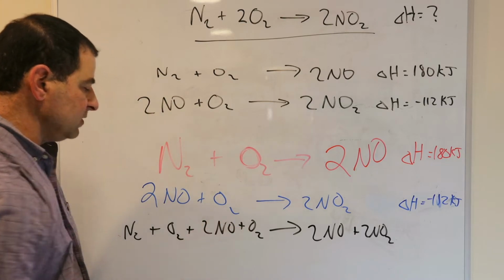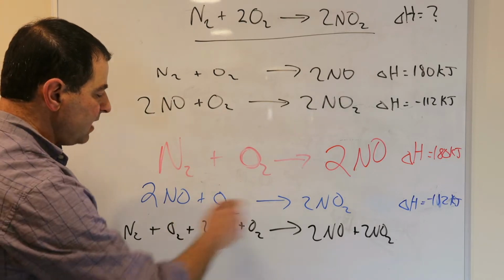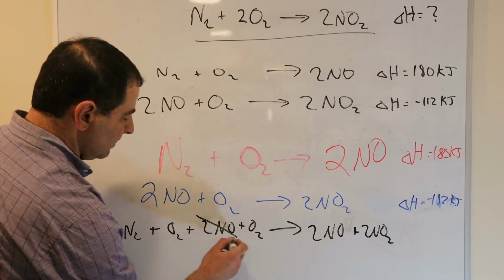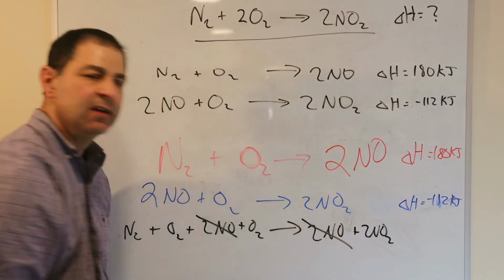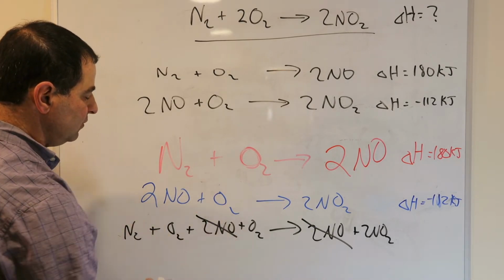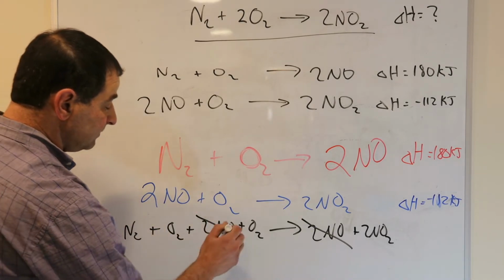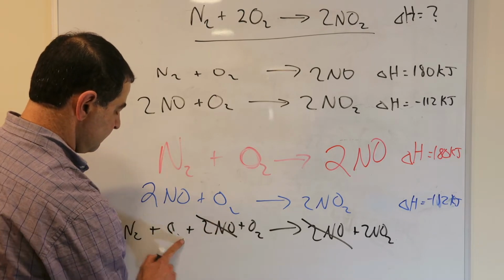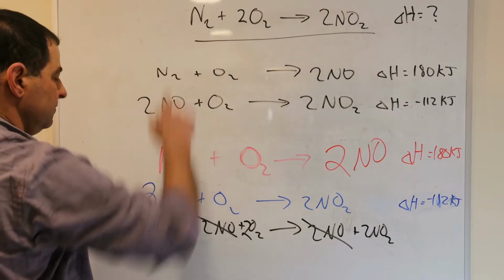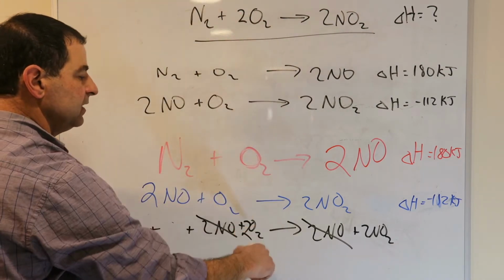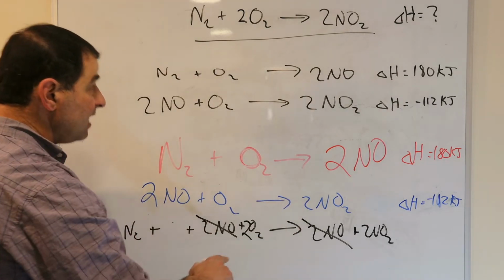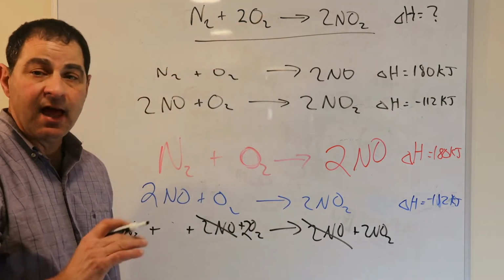Now in my net reaction, I see that some things exist on both the reactant and the product side. Let's see. I have 2 NO over here, and I also have 2 NO over here. They're going to cancel each other out. I also see I have 2 O2s here, so I can combine them into 2 O2. I now look and see N2 plus 2 O2 produces 2 NO2. When they add together and they equal my net reaction, I get what I want.